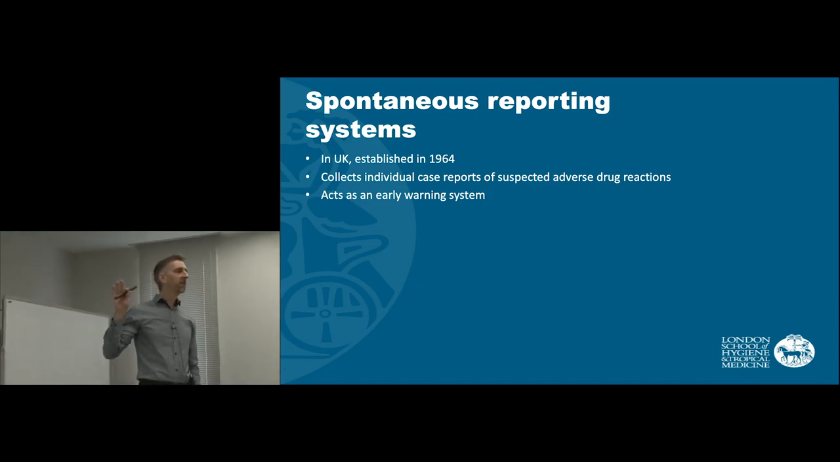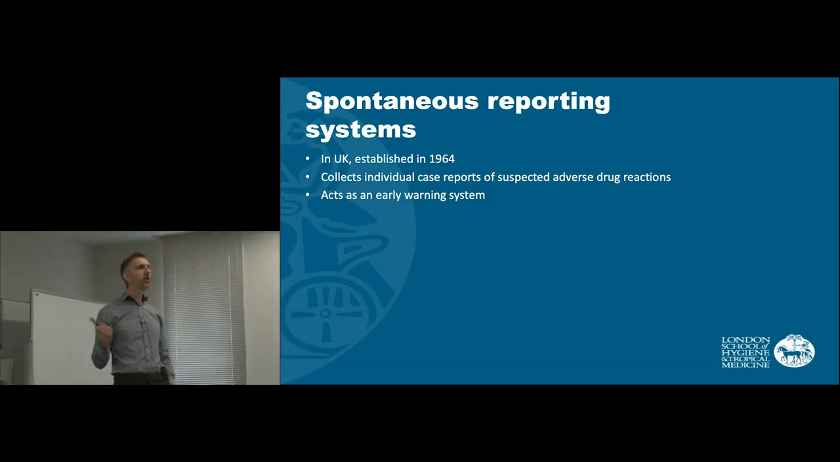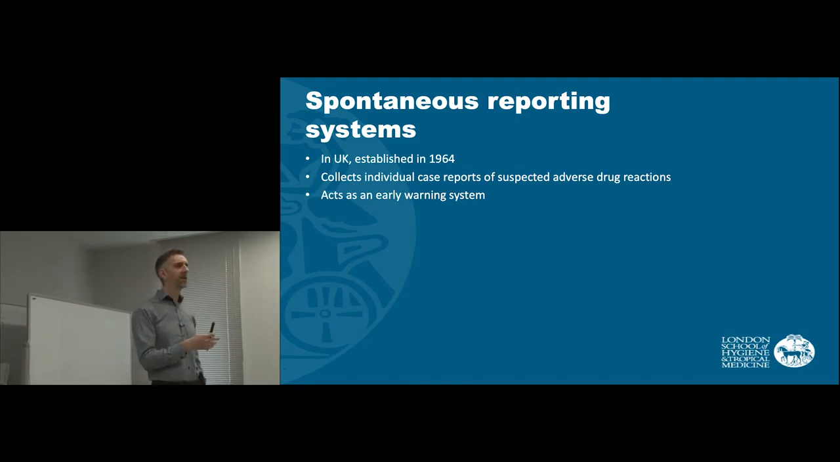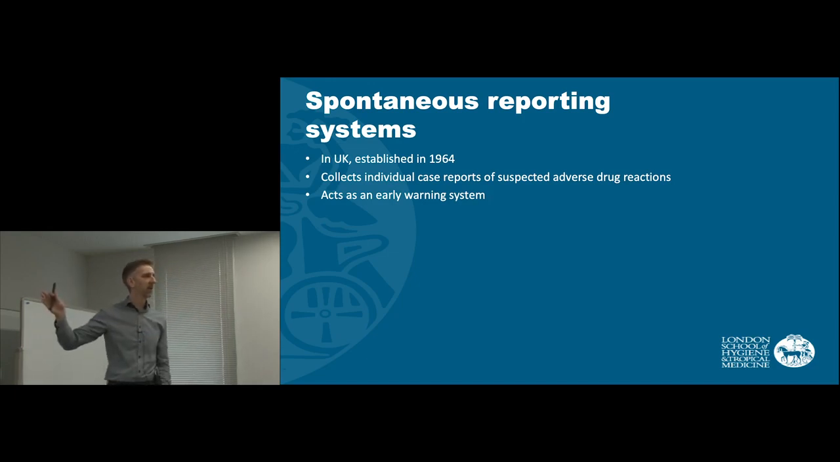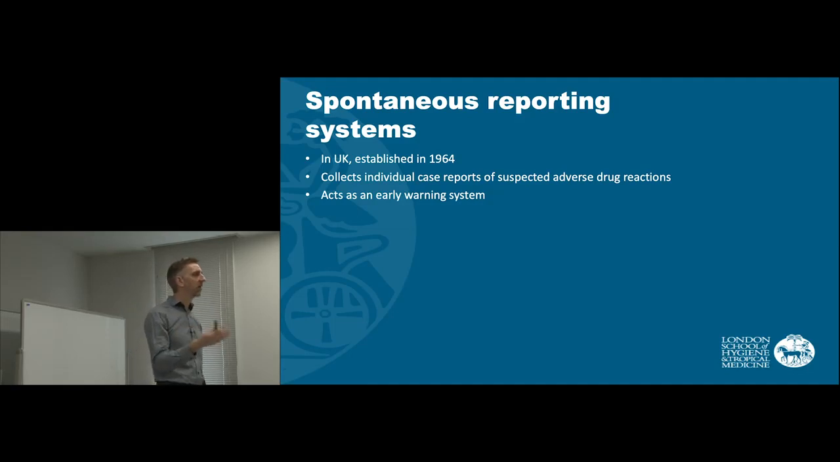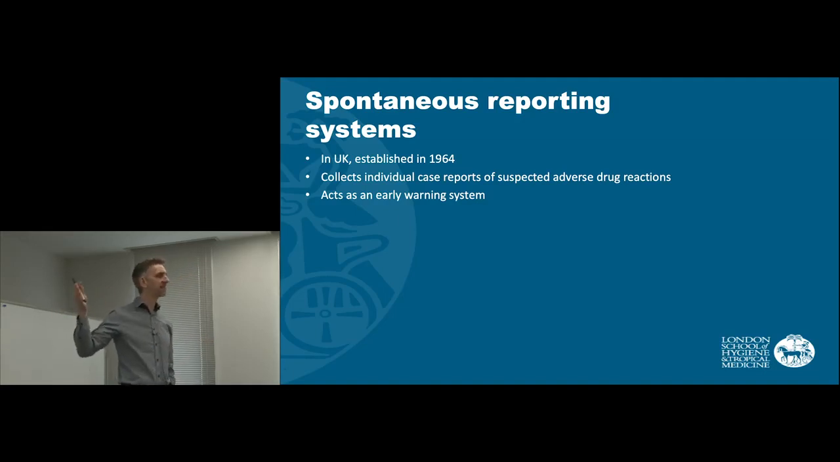So spontaneous reporting, I think the first system was in fact launched in the UK in 1964. Now, do you remember what year the thalidomide disaster was? 1961. Yeah, 1961. So even with that massive disaster, it took 3 years to put in place the process and the governing bodies to make sure we could prevent the next thalidomide. I think that's not great that it took 3 years, but still, this is what happened.